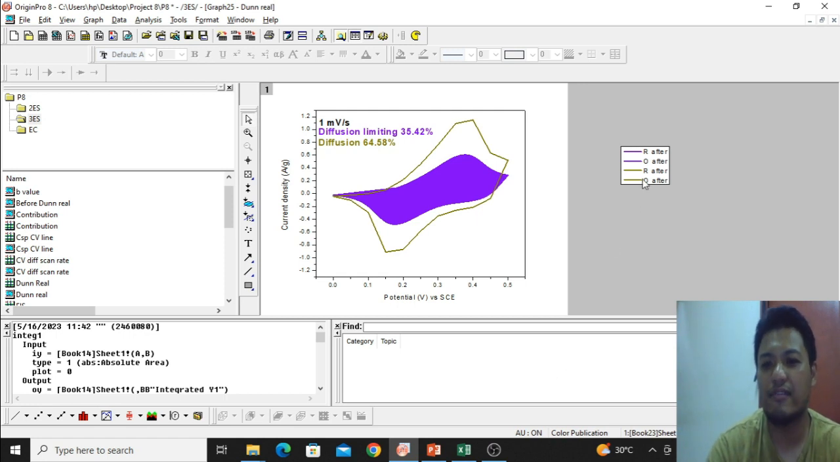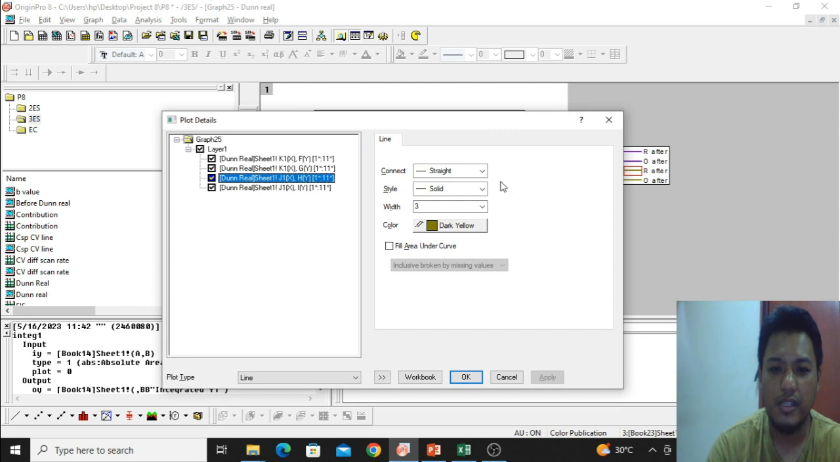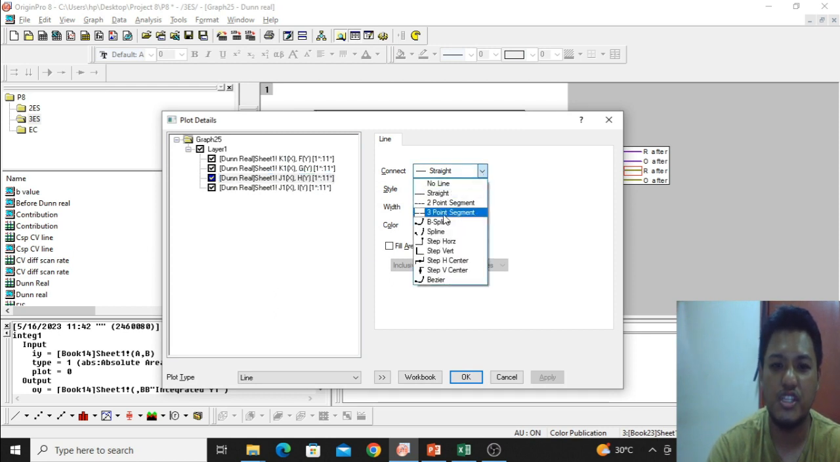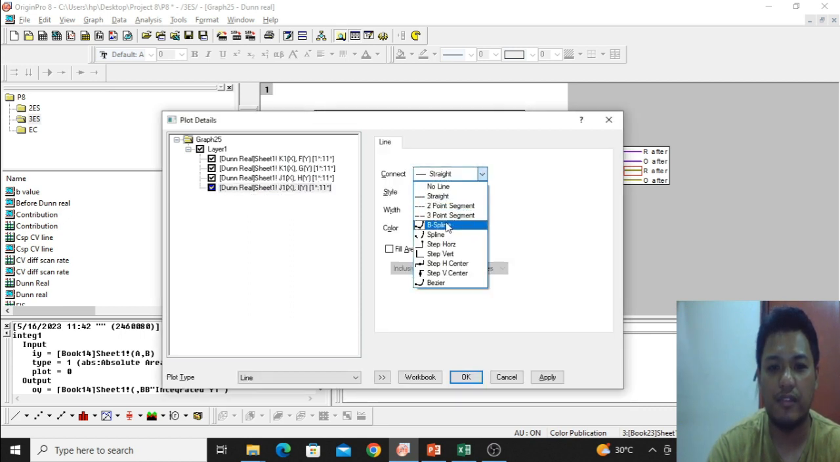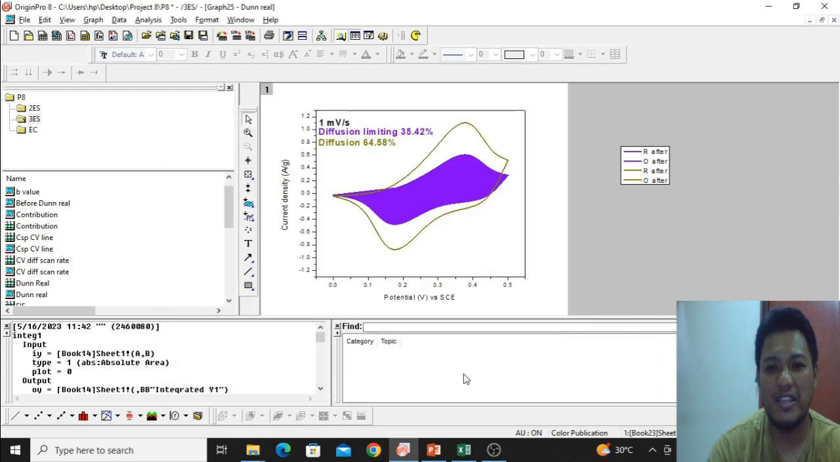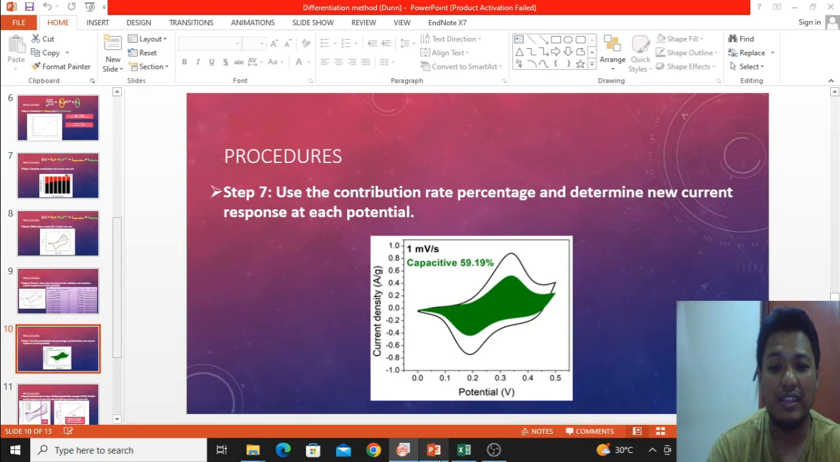So to tackle this issue, just go to the properties. Here, change to the B-spline. Okay, for this graph also, change to the B-spline. Okay, like this. So you can get a very nice graph. So I hope I answered your question. Hopefully there is no mistake during the analysis and during the characterization. So hopefully you also can plot the Dunn method.